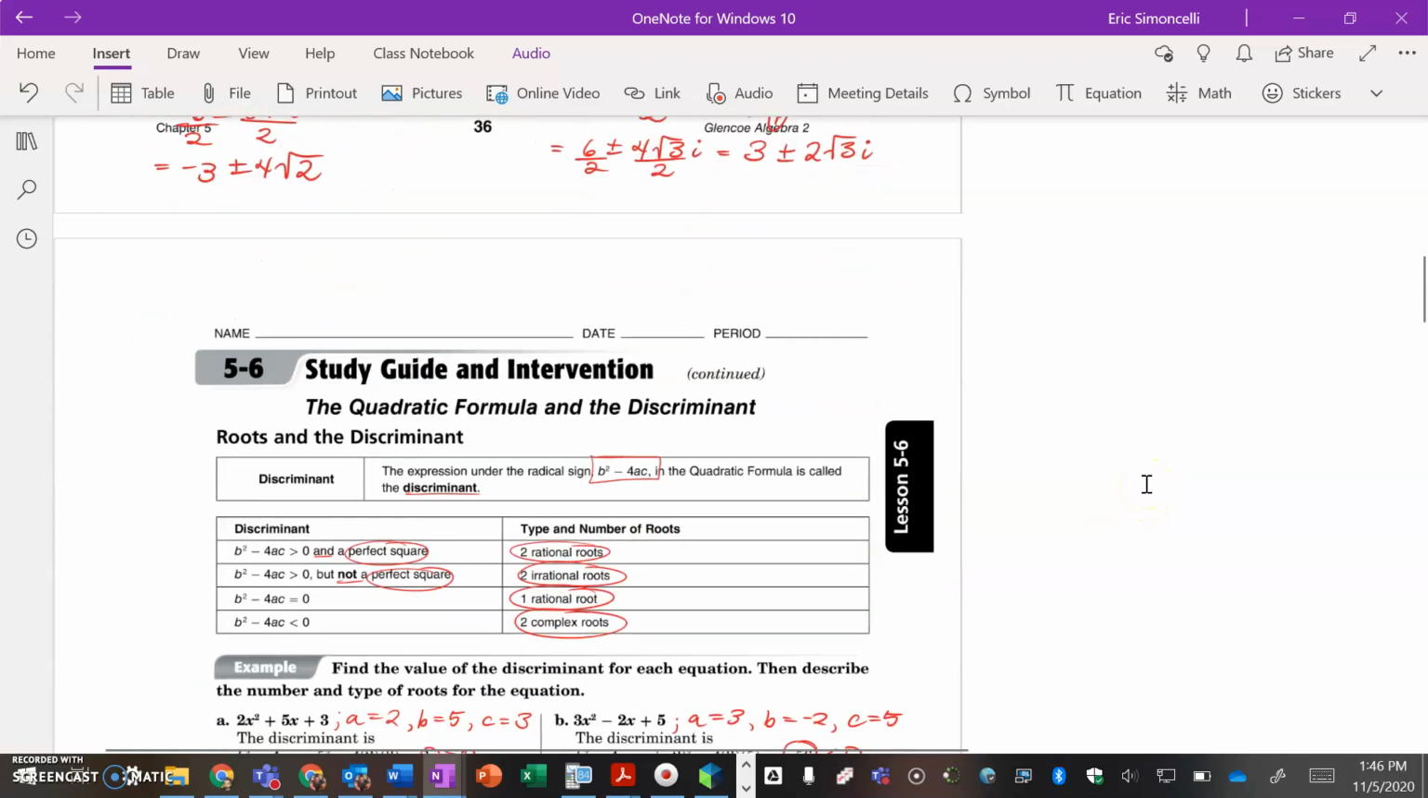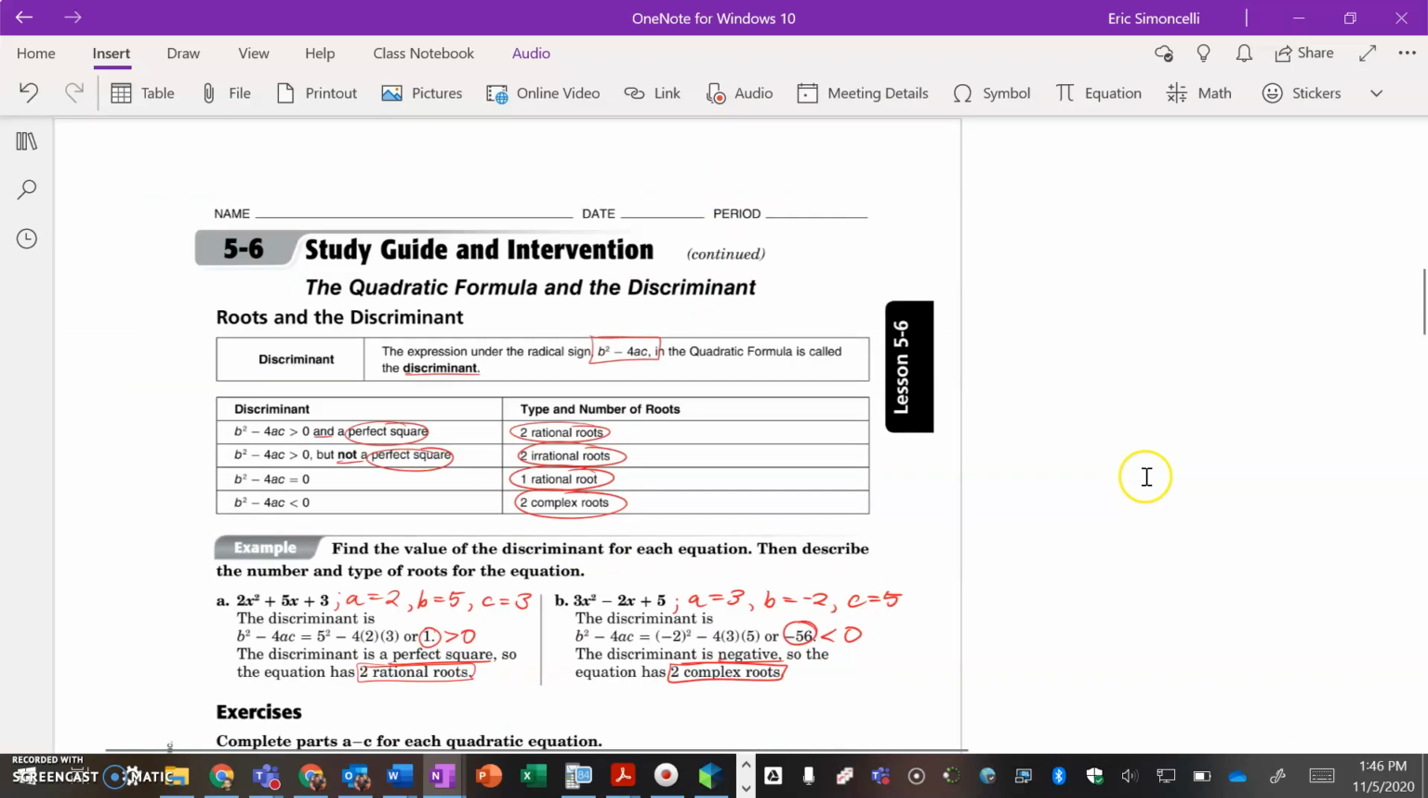All right, let's move on to the next page. We're going to talk now about the discriminant, roots and the discriminant. What is the discriminant? The expression under the radical sign in the quadratic formula, b squared minus 4ac, also called the radicand, is called the discriminant. There are four different cases we'll take a look at with regards to the discriminant.